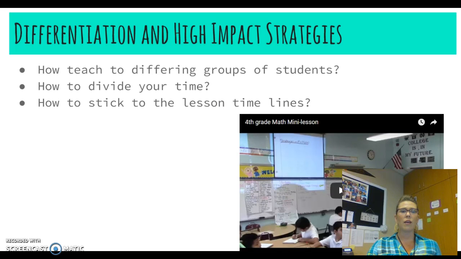And lastly, we have differentiation and high impact strategies. So from here, it's how to teach to differing groups of students, how to divide your time as a teacher. There's one of you and 25 of them. So how are you able to differentiate instruction when you have students that need you in various ways? They're struggling in some ways. So how do you divide your time to do that?